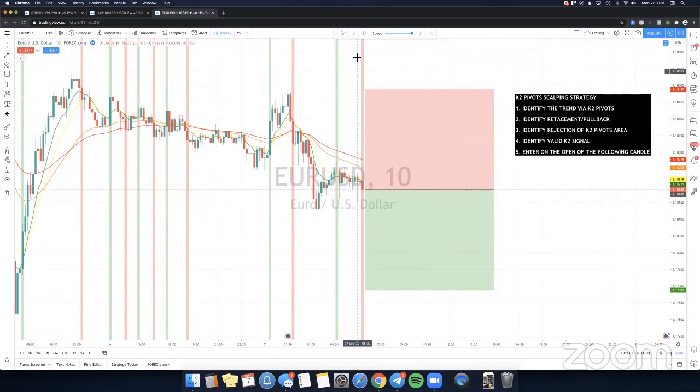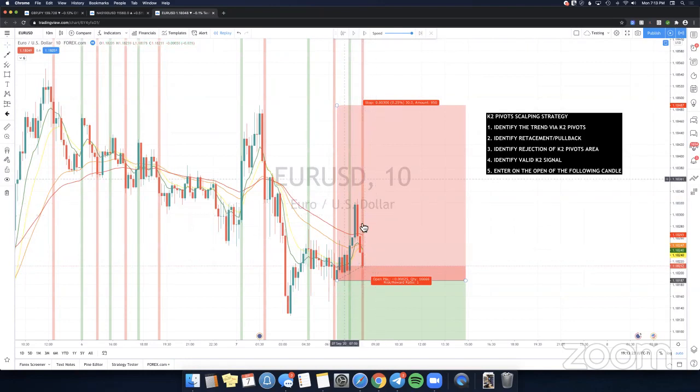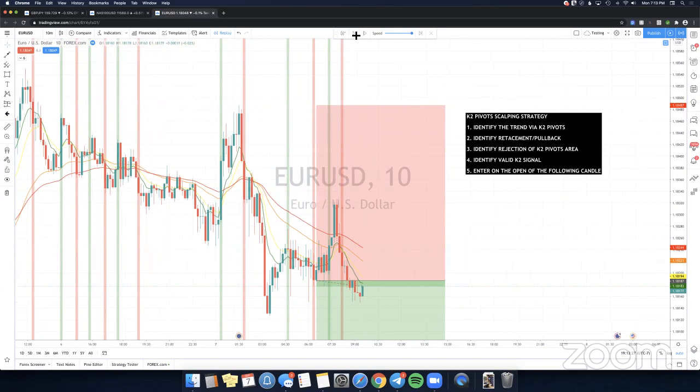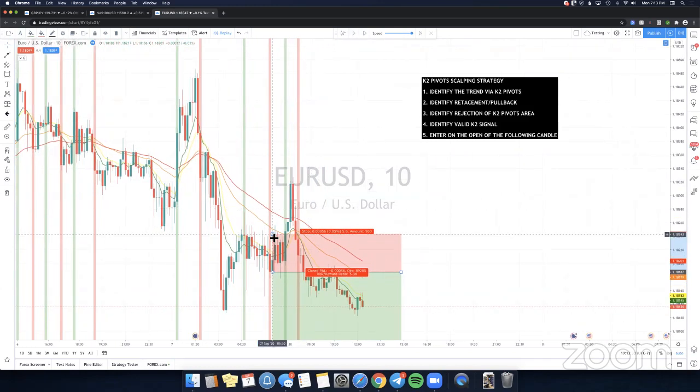Exactly. Yeah, and then same situation right here. As price moves, you wouldn't have moved your stop loss yet because it hasn't moved into profit. But as soon as it came down to this area, you can move your stop loss lower and lower as it moves with it.